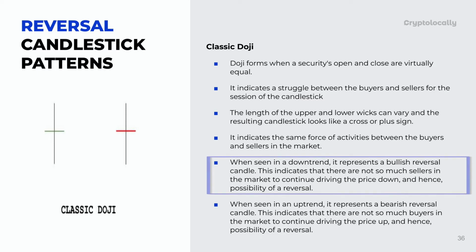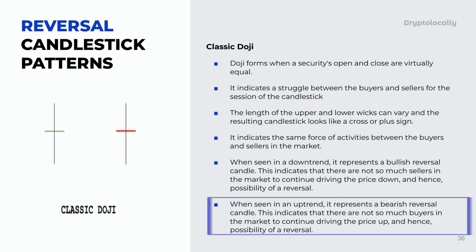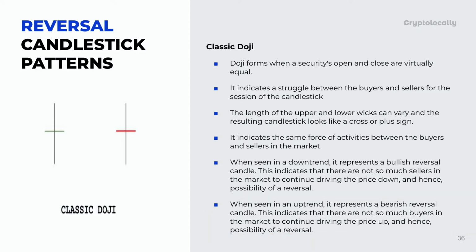So when you see them in a downtrend, it represents a bullish reversal candle. It indicates that the trend is about to change to an uptrend. And when you see them in an uptrend, it represents that the trend is about to change to a downtrend. When you see them at resistance, remember resistance is the price ceiling, which is also the supply zone, it means the price is about to start coming down. But when you see them at support, support is the demand zone, it means the price most likely will soon start going up.